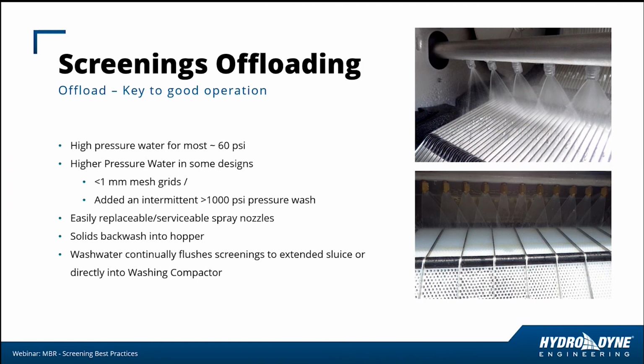The offloading nozzles and spray apparatus need to be easily serviceable. They need to be easily inspected such that in a short amount of time, one can determine if nozzles are all working correctly. So the solids backwash into a hopper, then the wash water continually flushes screenings to an extended sluice or directly into a washing compactor. This gives an example to the right of how the sprays would be used to push solids off the screen.